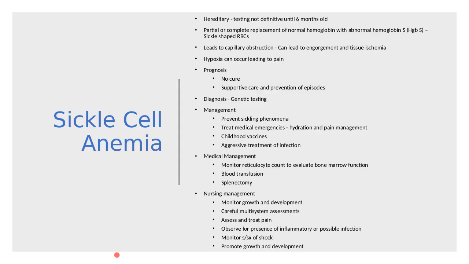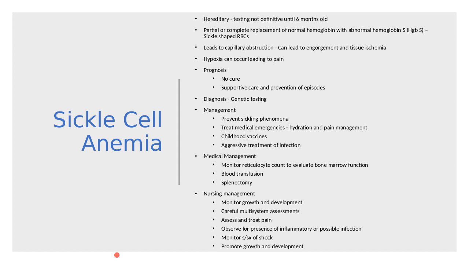Okay, the next one is sickle cell anemia. Sickle cell anemia is one of the big hot topics that they love to throw on the NCLEX for pediatric questions. It and cystic fibrosis are like the new trending ones to know. So sickle cell anemia, this is hereditary. The testing is not definitive until about 6 months old, though.